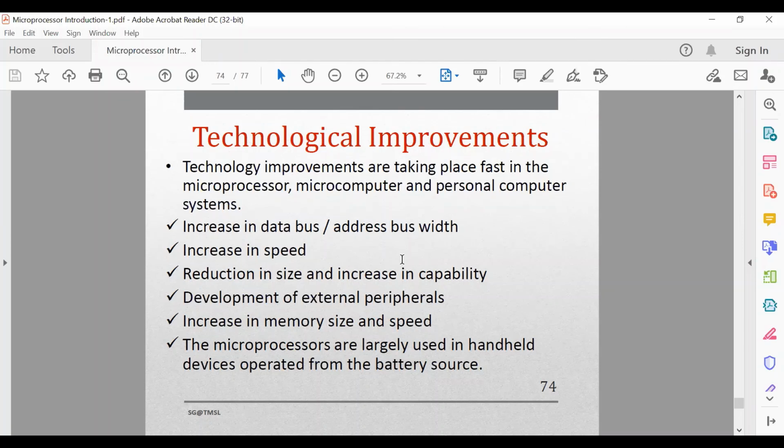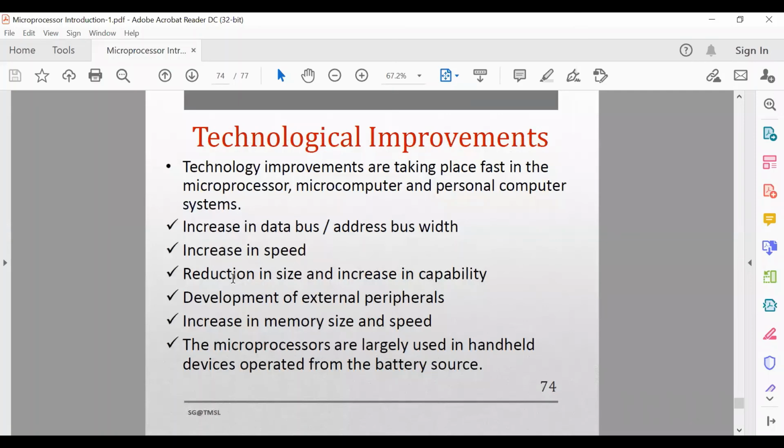The first one is increase in data bus or address bus width, and how the processing capability of the microprocessor can be drastically improved by increasing data size. Okay, next is the increase in speed. So as the data to be processed by the microprocessors and computer increased in volume, it became necessary to increase the speed of the processor. And with high speed processors, the user can get results quickly even with large data volumes.